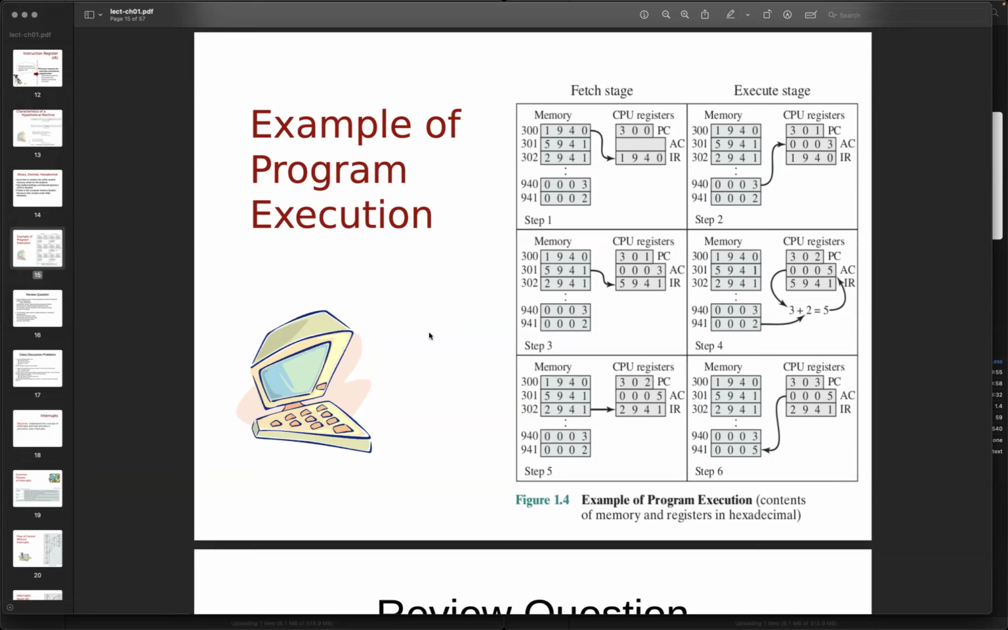Okay, so let's start our operating system class. Remember last week, we talked about the fetch and execution stage. I think we spent some time talking about that. There's some question about the interrupt.